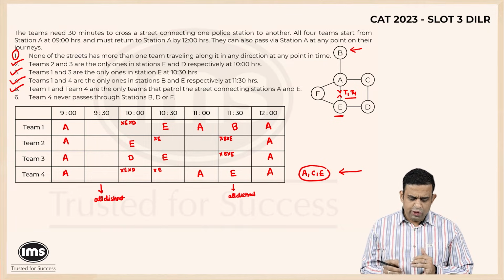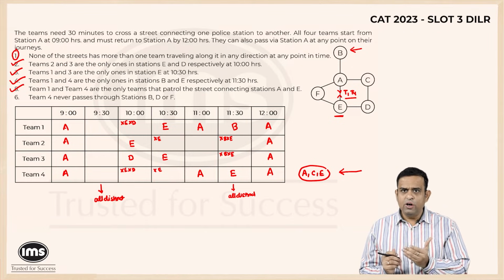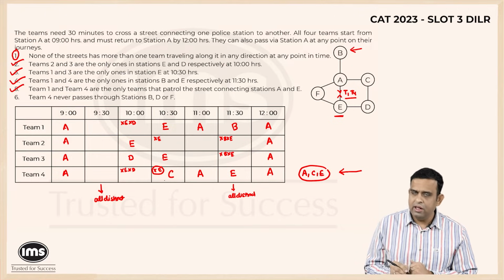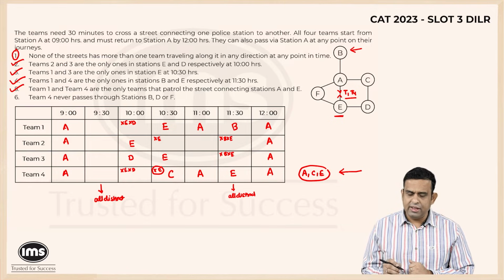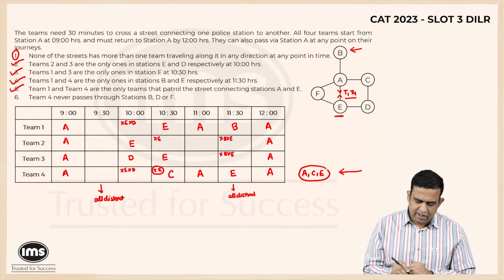Now, as I told you, team number 4 at 11 o'clock was at A. That means half an hour before it will be at either E or C. But since we know that it is not E, it has to be C. So team number 4 must be at station number C at 10:30. This is also known to us. So this much we are able to easily figure out.